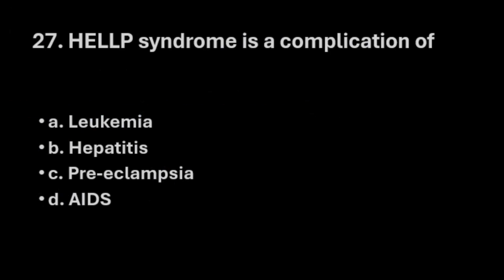Next question. HELP syndrome is a complication of option A, leukemia; option B, hepatitis; option C, preeclampsia; and option D, AIDS. Let us see the right answer. The right answer is option C, preeclampsia.